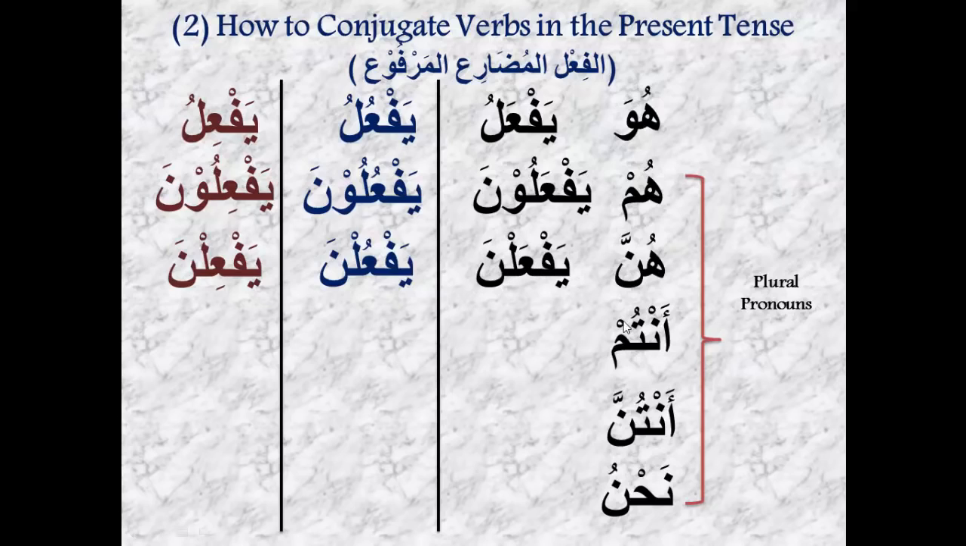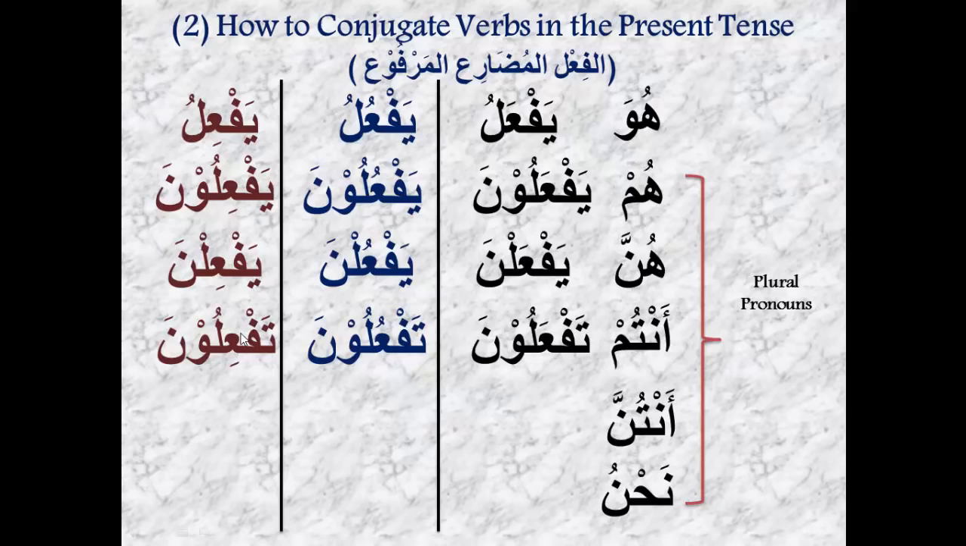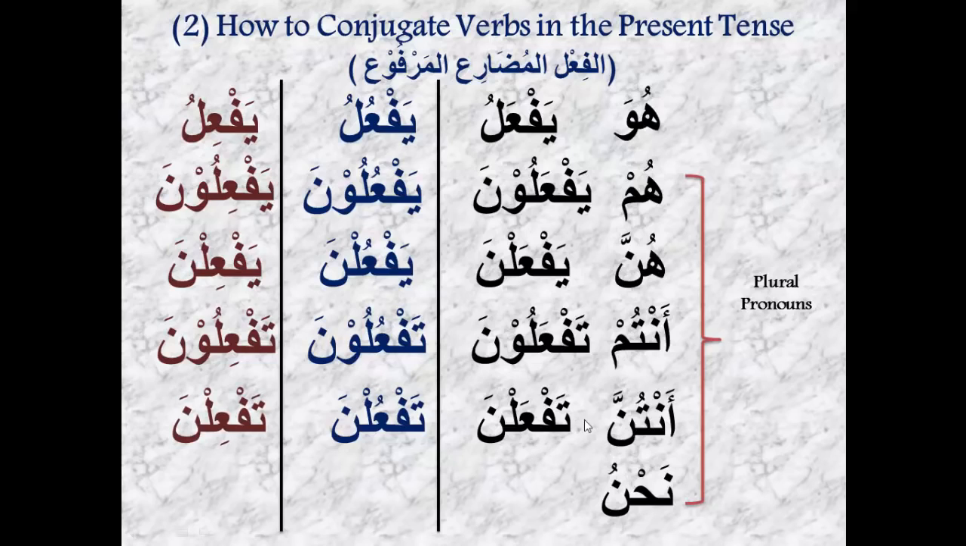Antum taf'aluna, antum taf'uluna, and antum taf'iluna. We've changed the ya into a ta, so that's how you convert from the hum to the antum. We're switching the ya out for a ta, taf'aluna. Next we have antunna taf'alna, antunna taf'ulna, and antunna taf'ilna. Notice how this is very similar to hunna, so the feminine plural forms are very similar, yaf'alna and taf'alna. We're switching out the ya for the ta. And lastly, for nahnu, which means we, nahnu naf'alu, nahnu naf'ulu, and nahnu naf'ilu.